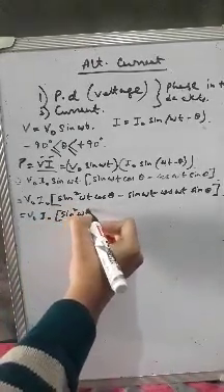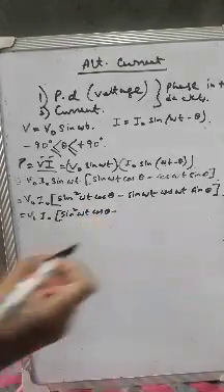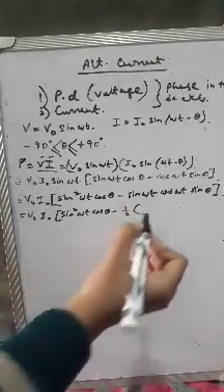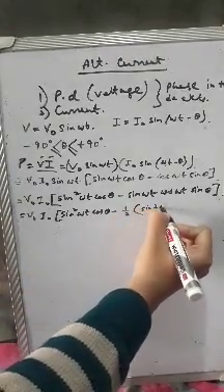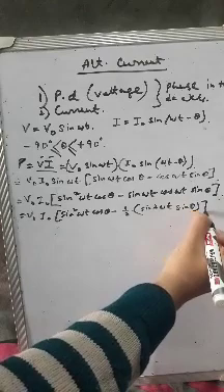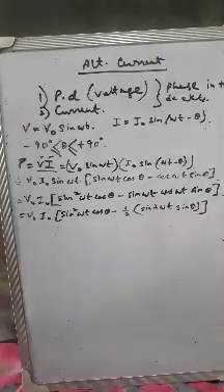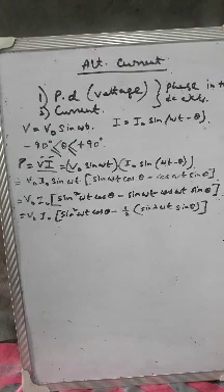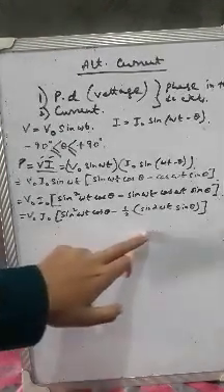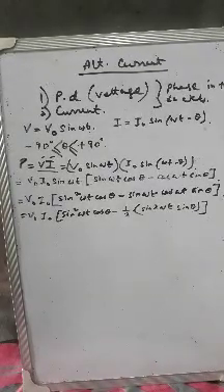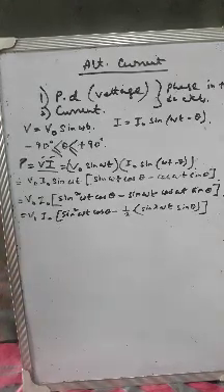This part will remain the same. For this part, see how I'm writing it: half into sine 2 omega t sine theta. This is one formula, students; you can go through your maths book for the formula. That is, 2 sine omega t cos omega t equals sine 2 omega t. That is the formula I've used here. So we have seen what the expression for the power can be.